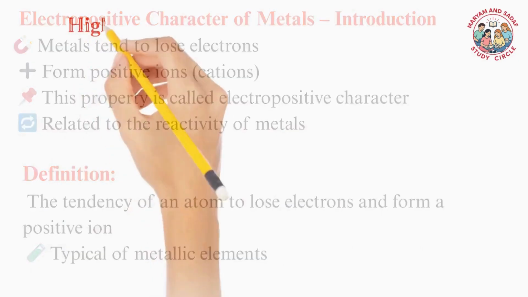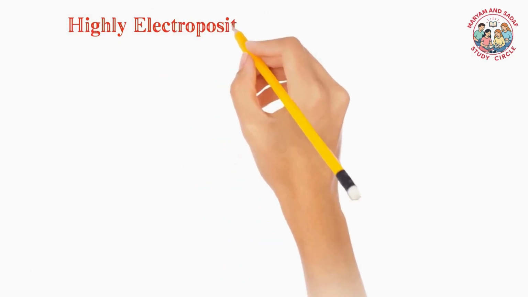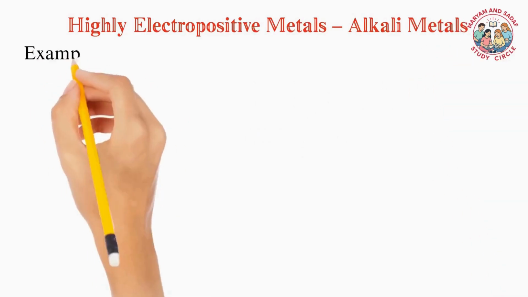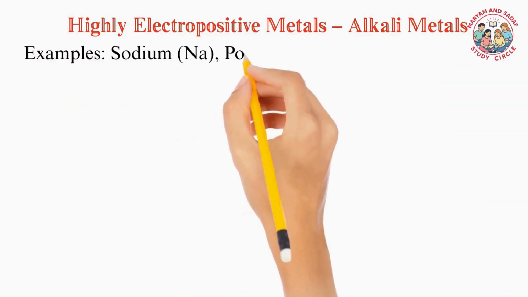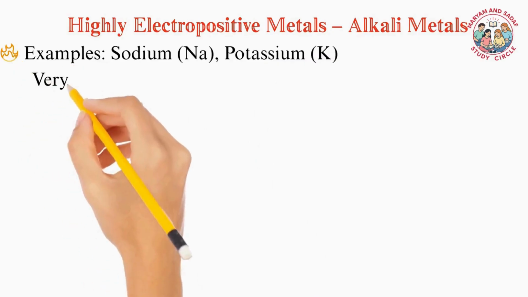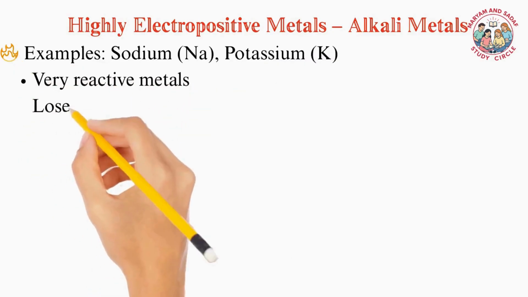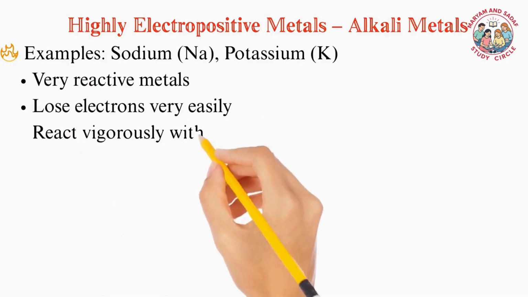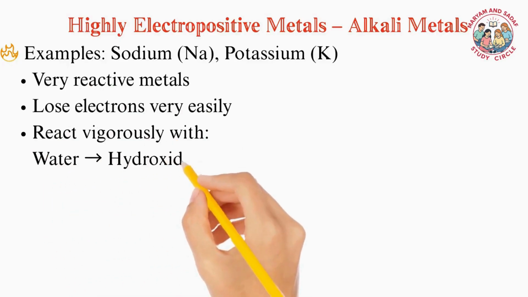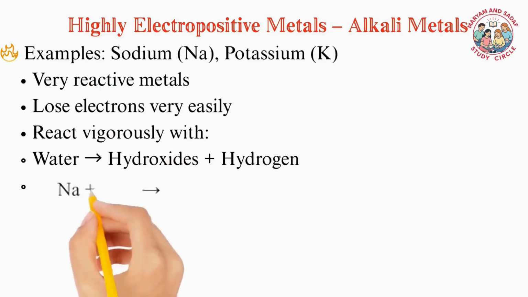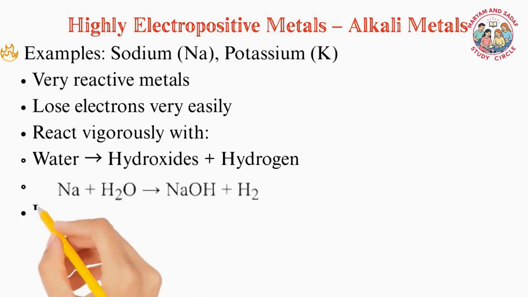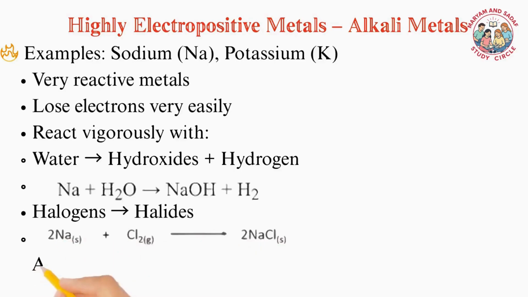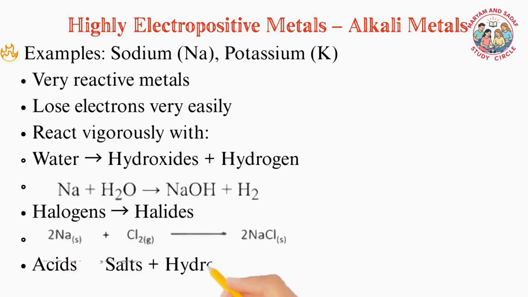Highly electropositive metals: alkali metals. Examples: sodium, potassium. They are very reactive metals and lose electrons very easily. They react vigorously with water, giving hydroxides and hydrogen. They react with halogens to give halides. They react with acids to give salts and hydrogen.